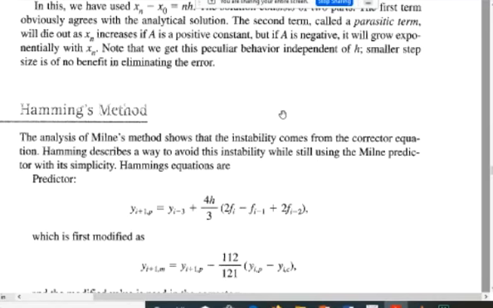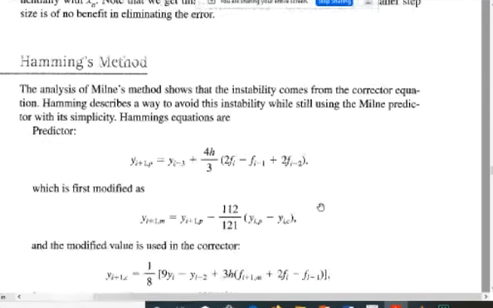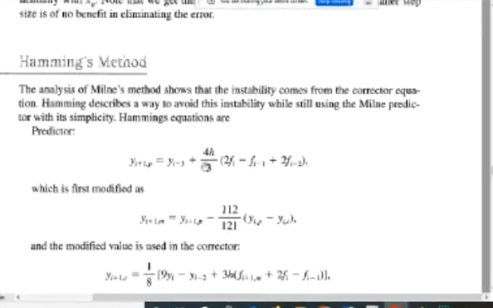In the previous method, like Milne's method, the instability comes from the characteristic equation, but there are ways to avoid this instability, for example, using Hamming's method. Hamming's method proposes a way of corrections that avoids the instability.